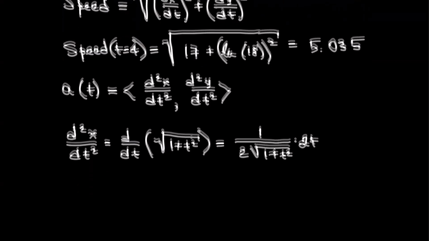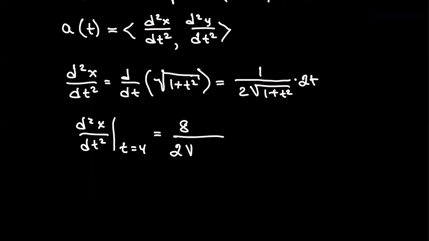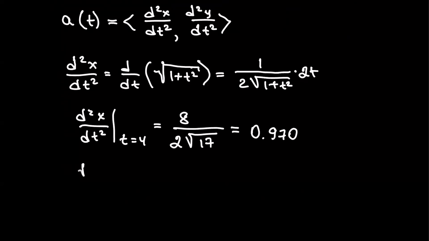And so d²x/dt² at t equals 4 is equal to 8 over 2 square root of 17. And again, this is a pretty straightforward calculation on a calculator. And this is equal to 0.970. And let's calculate the second derivative of y with respect to t.